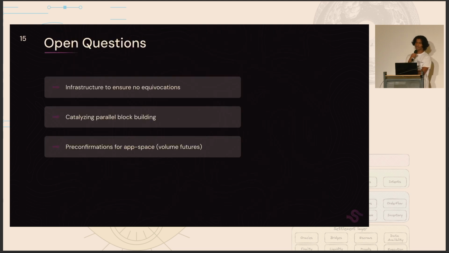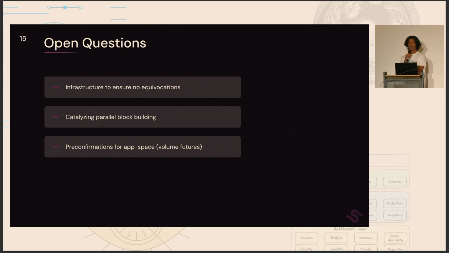So some open questions. We definitely need infrastructure to ensure no equivocations, right? It would be really bad if a user submits an order and it is included in the canonical sequence in an application-specific module, and then they basically send a transaction with the same nonce, and that gets sequenced first, which invalidates the entire bundle. The idea here is that this probably wouldn't happen because the aggregate weight of this bundle is non-trivial at all, given all the users that are using it.